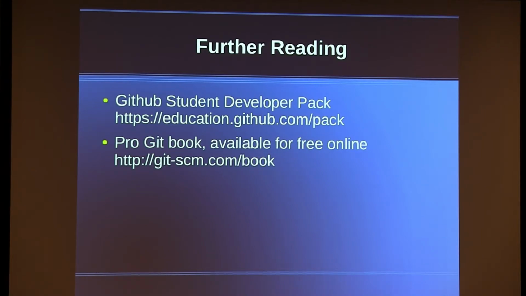The Student Developer Pack, like I said, you can get a free upgrade to your account. Normally it's $7 a month to have the 5 private repositories, so it's pretty nice. And then the Pro Git book is really good. It's available for free, but it's a real book that they sell in stores too. You can just read it for free online, so it's pretty nice of them. If you don't have that, all your repositories are public, unless you want to pay. Anyone can download it. Yep, that's part of the spirit.